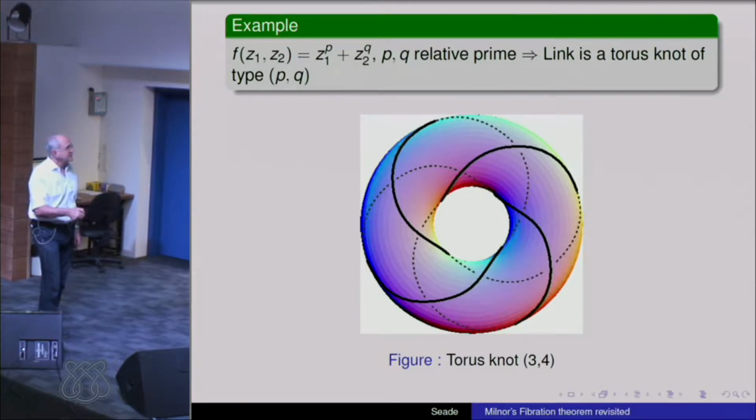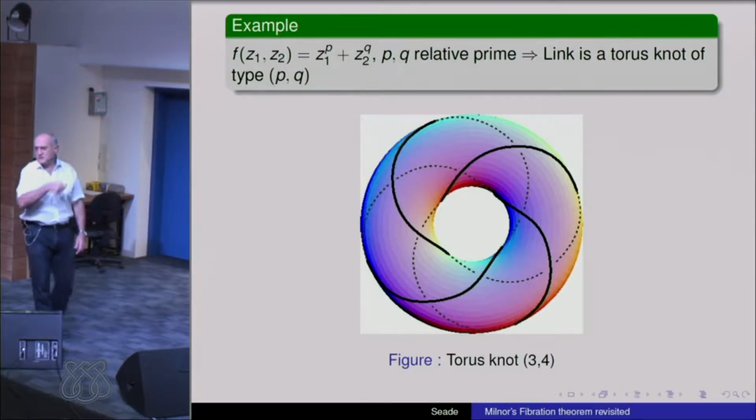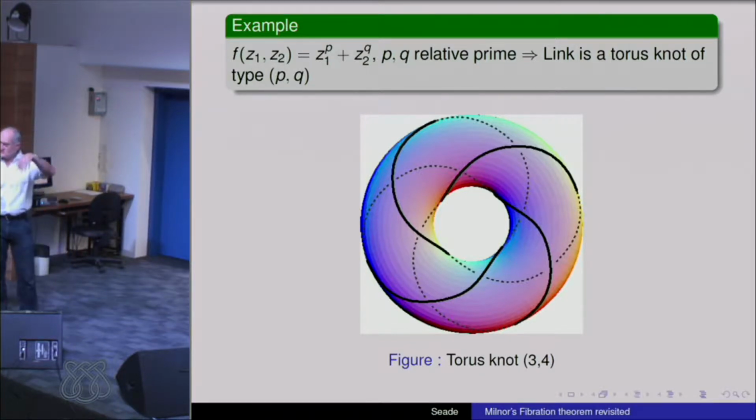So for example, this corresponds to the singularity C1 to the 4 plus C2 to the 3. And if you see, this is a torus knot: if you start here, it goes up, down, up, down, up, down, up, down, and it closes. And if you count, it goes 3 times around in one direction, 4 times in the other one.